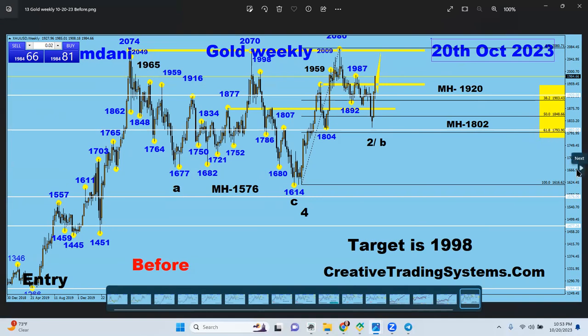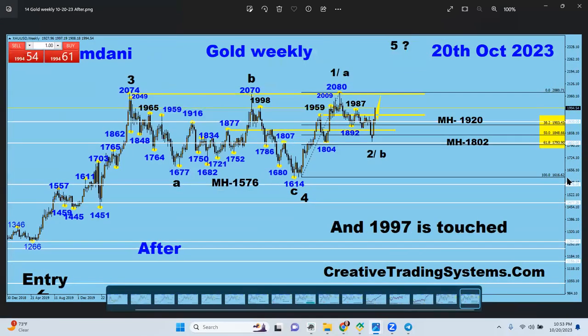So prices started to move to the upside, and then we hit 1997. It's 100 pips shy, and then it started to drop from there. So yeah, the target was 1998. We made it to 1997. So that's where the story ends for this week. It's dropping right now. I think it is where it is now.